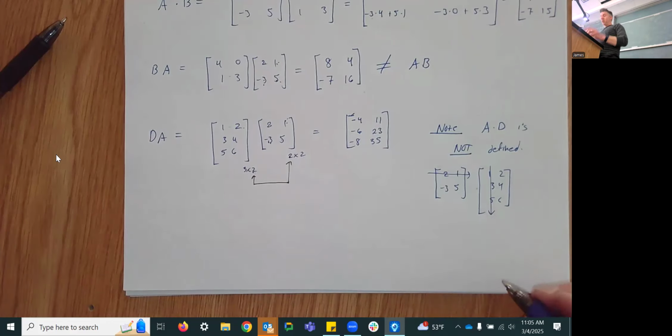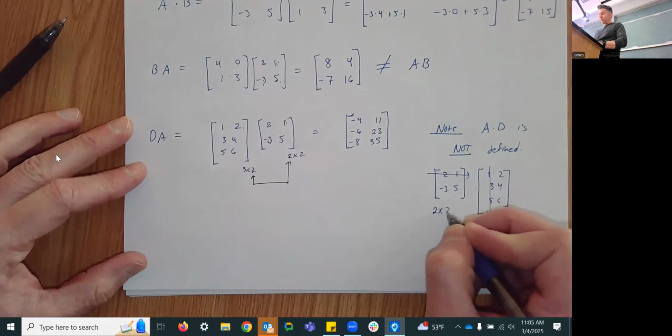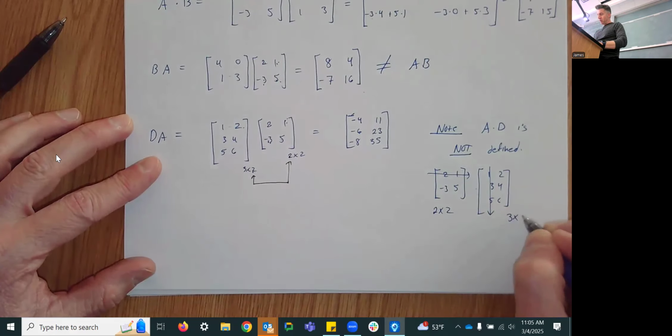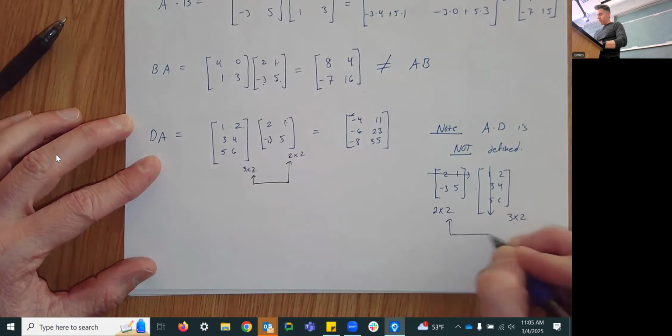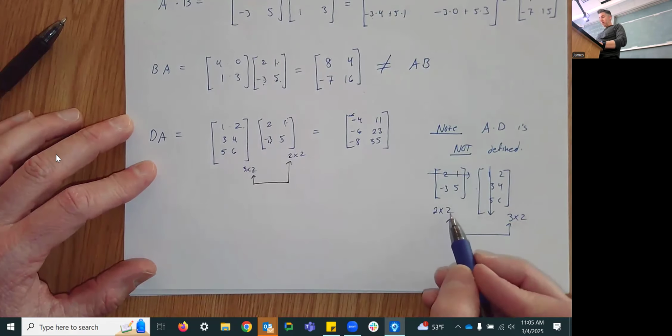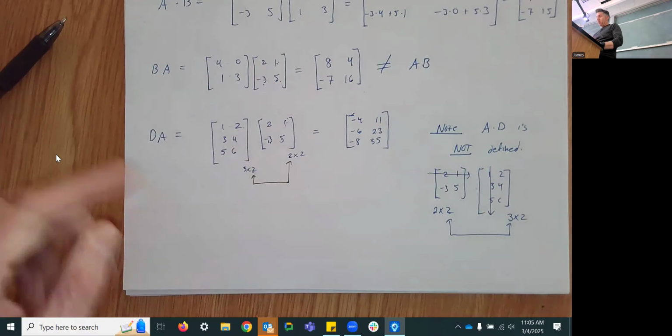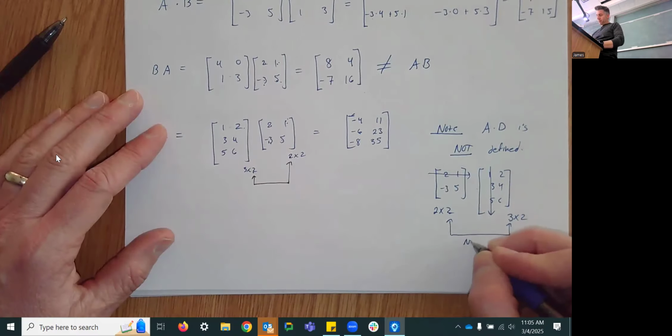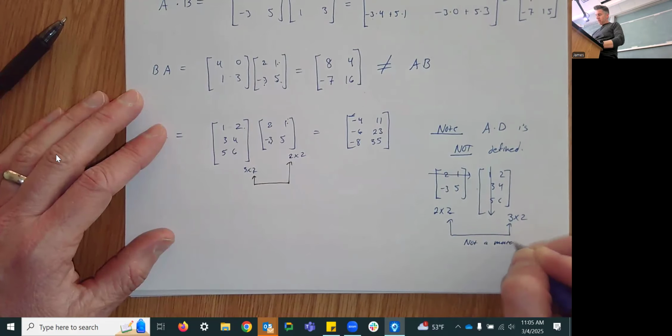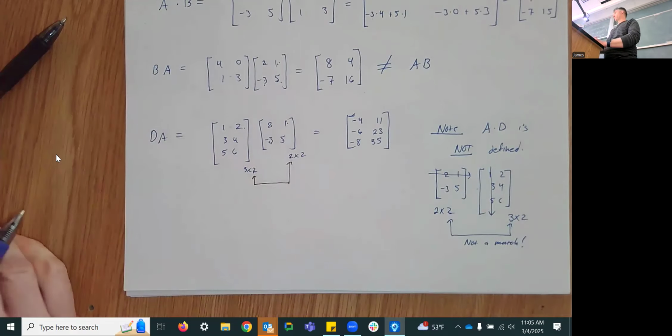Or writing it out in the other way, A is 2 by 2, D is 3 by 2, and the inner dimensions, literally just taking the inside dimensions, the inner one there, the inner one there, the ones that are in the inner part of this multiplication, those don't match. Not a match. So we can't do the multiplication.